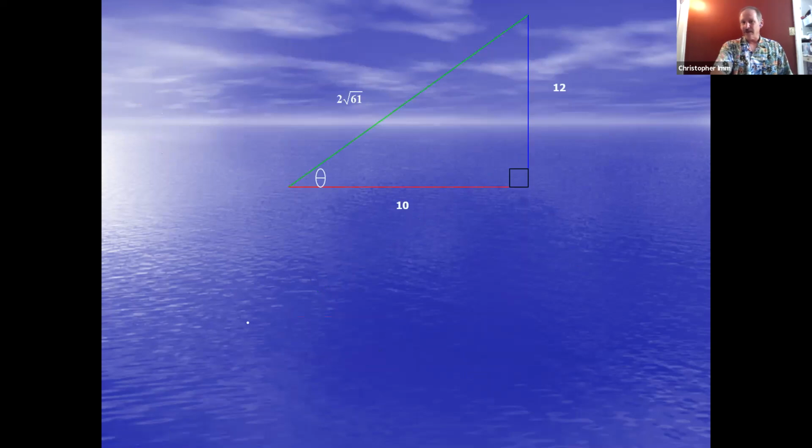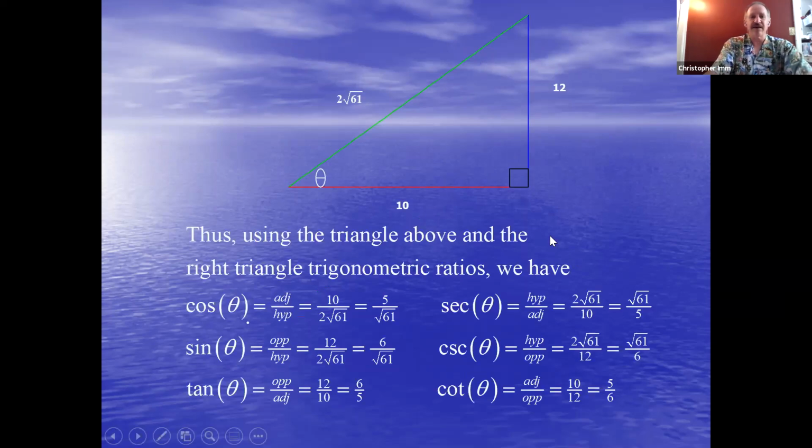So there's our triangle. And we see that cosine would be adjacent, the one next to it, 10, over hypotenuse. So 10 over 2 root 61. And notice that I cancel out the 10 and the 2. So I do cancel out whole numbers that can be canceled out. But I will allow you to leave it unsimplified. So 5 over root 61 is an answer.